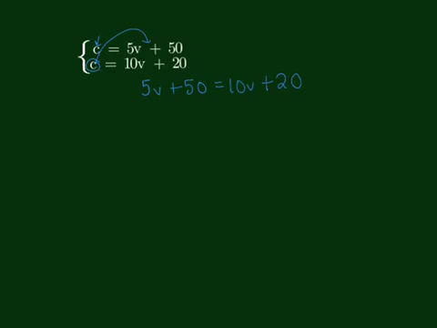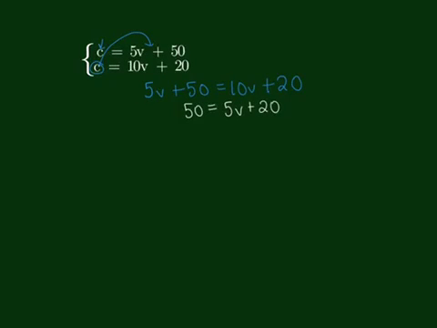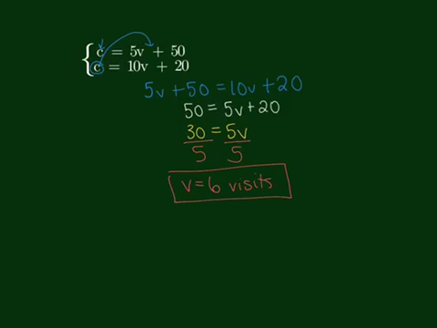So let's get our variables on one side by moving the 5V over. So 10V minus 5V is 5V. We still have the plus 20. Then we'll go ahead and move the 20 over. So 30 is equal to 5V. Divide both sides by 5. And we can see that V is equal to 6. So it would take 6 visits for the cost of those two memberships to be exactly the same.